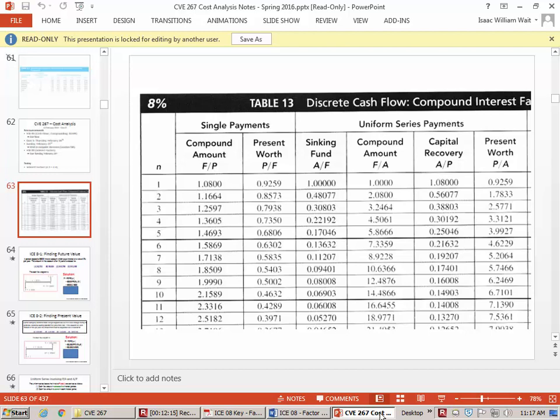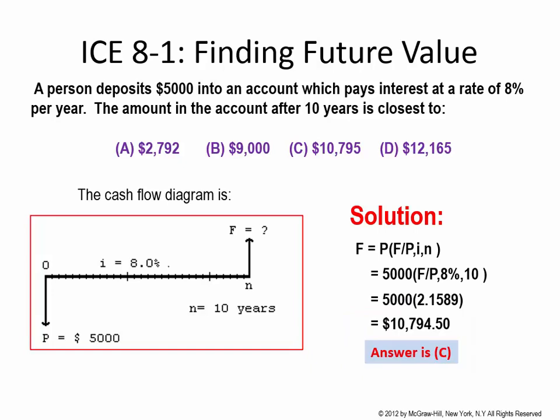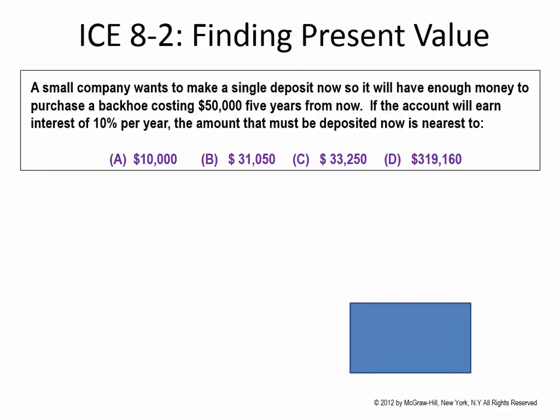All right, so let's take a look at the second problem, if you haven't already started on question 2 of the in-class exercise. A small company wants to make a single deposit now, amount unknown, so that it will have enough money to purchase a backhoe costing $50,000 5 years from now. The account will earn an interest of 10% per year, so the amount that must be deposited now is how much? So same thing as before. Start with the cash flow diagram. Be sure to put the labels on them. Be sure to indicate the interest rate near the cash flow diagram, and then solve for the correct amount of the present value deposit.